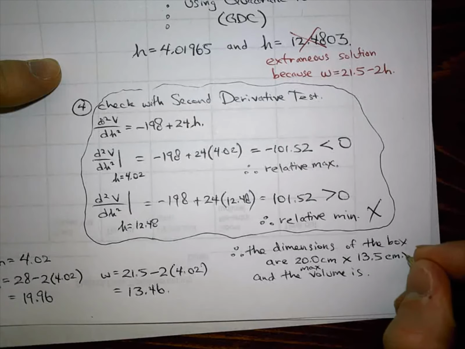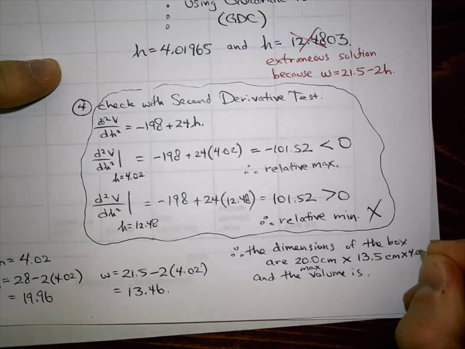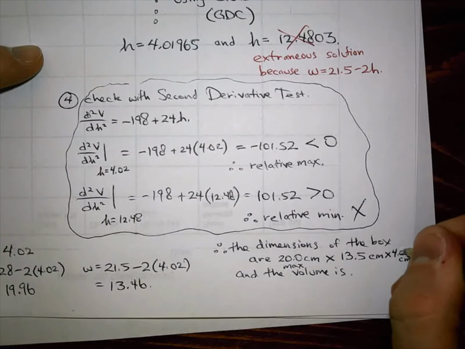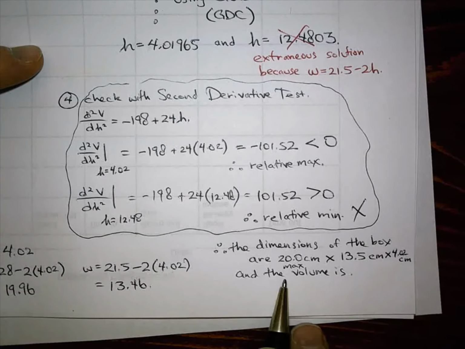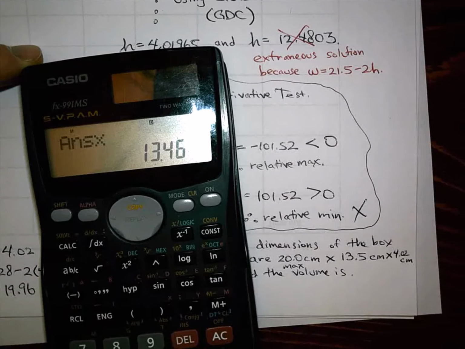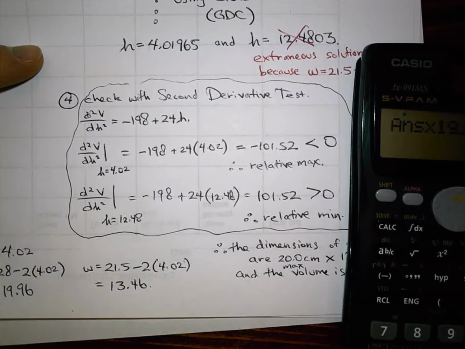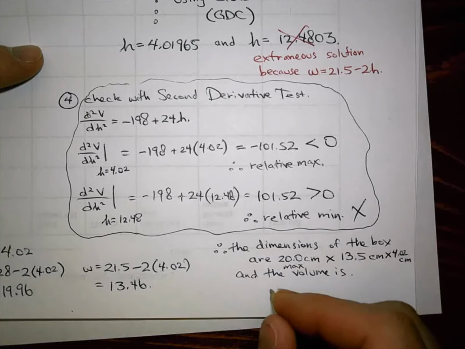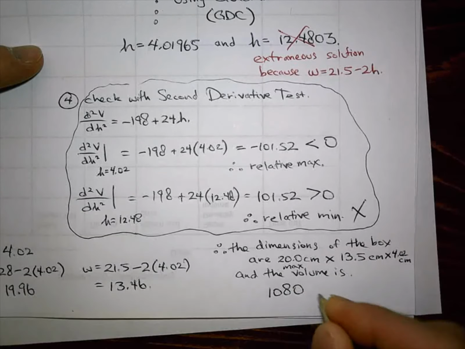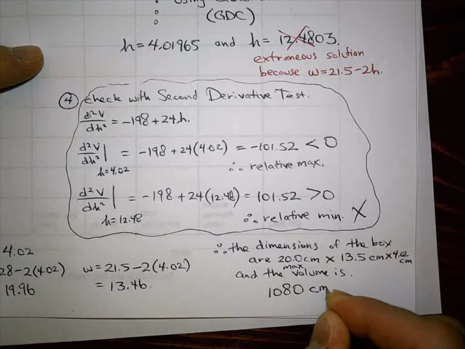Oh, this is actually times 4.02. I should give the height as well. Oh, what a mess this has become. So I have the length, width, and height, and the max volume. Let me just multiply those numbers together. So 13.46 times 19.96 times 4.02, and I get 1080 centimeters cubed.